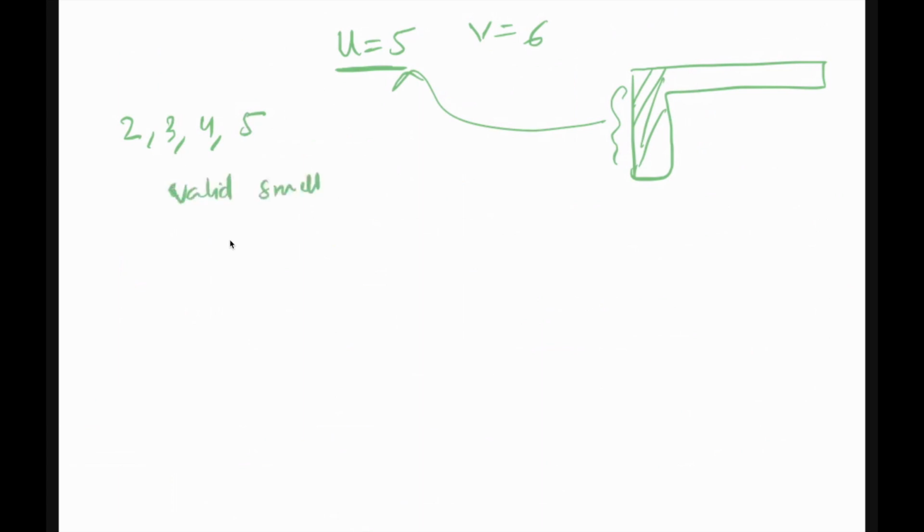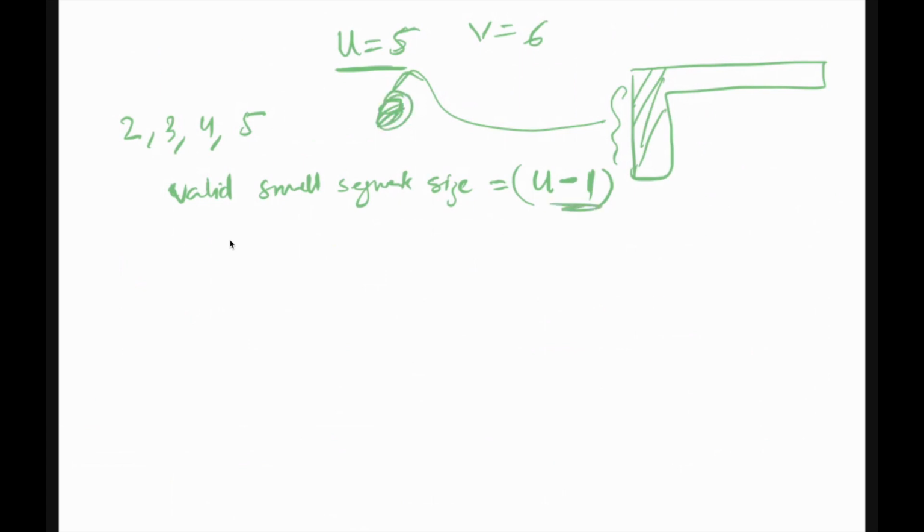So what we can say here is that the total number of valid small segment sizes could be u minus 1. Since we have 5, we can have 2, 3, 4, 5. If we have 7, we can have 6. Basically we cannot have 1 and we can have all the values other than that. So this is the total number of valid small segment sizes.